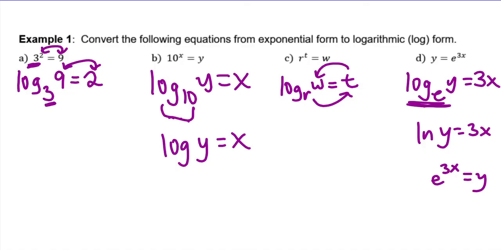Let's look. r to the t is equal to w. So log base r of w is equal to t. I always like to verify this by doing the base of r to the t power is equal to w. So keep the base and switch. Then for d, we have y is equal to e to the 3x. Again, I have a base of e. So log base e of y is equal to 3x, but log base e is the same as the natural log ln, so ln of y is equal to 3x. Again, verifying, I always do the base of e to the 3x is equal to y.